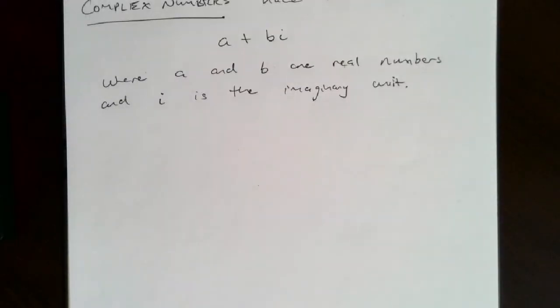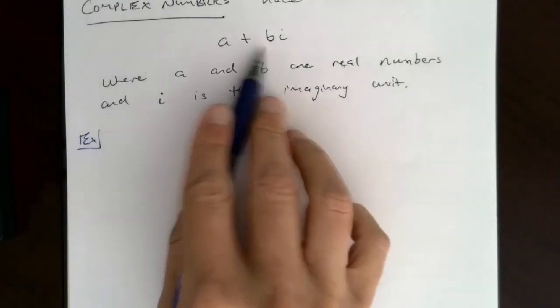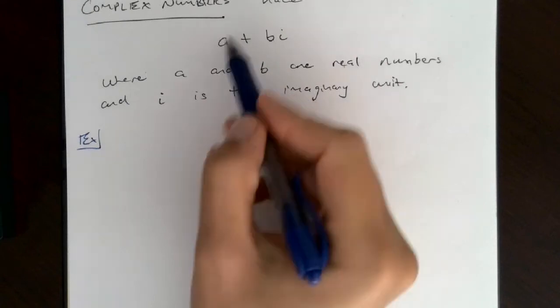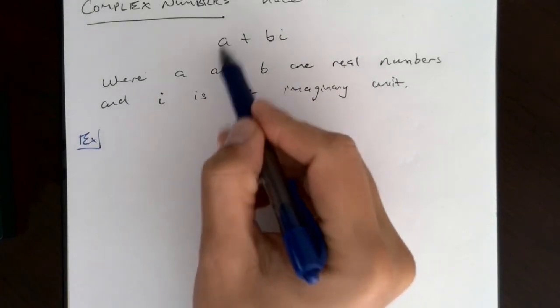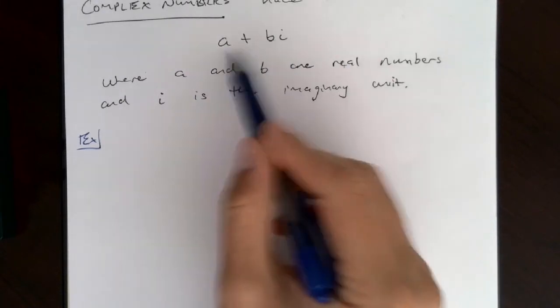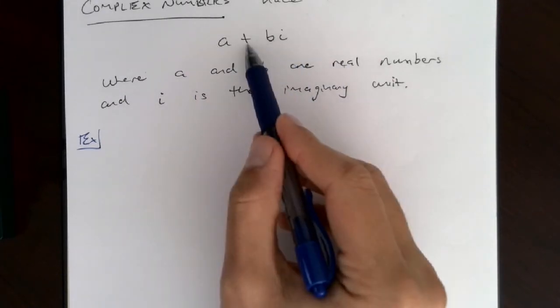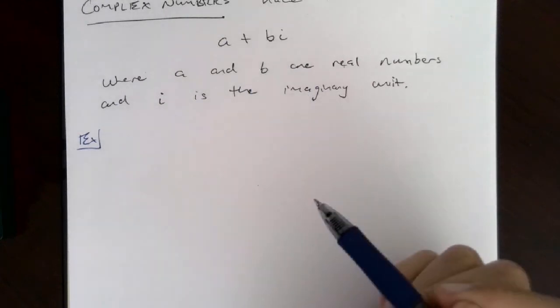So we're just going to look at a couple examples to make sure we understand what we're talking about. So a and b are going to be real numbers here. I is imaginary. So we call the part with a the real part. We call the bi part the imaginary part. A and b are just real numbers. They're coefficients. This has a plus here. It could be a minus, though. The negative would go along with the b.